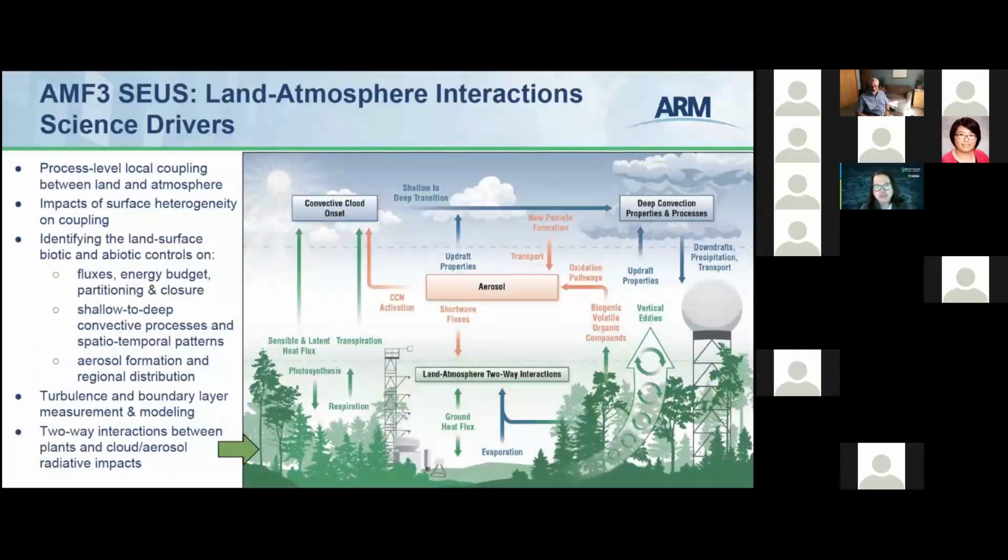Great. Don't worry about the text, just focus on the process schematic. We're looking at not only topical science, but coupled topical science, across convection in the upper third, aerosol processes in the middle third, and land atmosphere two-way interactions in the bottom third. You can take a look at all the different coupled interfacial science questions we're looking at, particularly how land atmosphere fluxes are going to be coupled to both aerosol and convection science questions. Next slide.